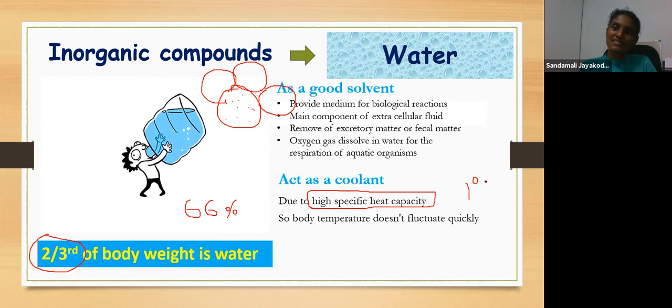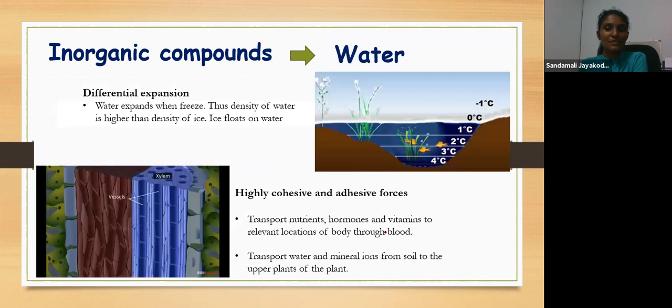The heat needed to increase temperature by one Celsius, that heat amount we call specific heat capacity. Water has a high value of specific heat capacity, so water can absorb more heat without changing the temperature much. That is why our body temperature doesn't fluctuate quickly. Otherwise we couldn't stay, we would get hot whenever it gets hot, but it's not happening.